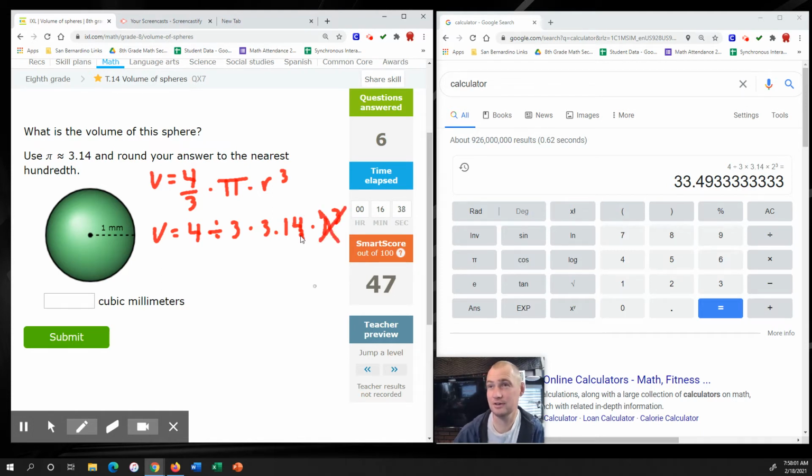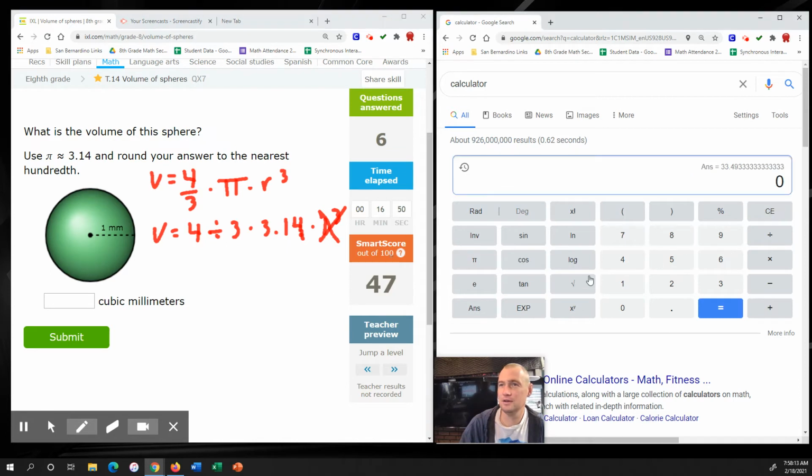You won't even need the radius on this one. Let's try it without it, see what happens. That only happens when it's a 1 because 1 times 1 is still 1 times another 1 is 1. But any number times 1 is still the same number. So, see, using a good old noggin right there. All right, here we go. Let's see what happens. 4 divide 3 times pi, 3.14. And no radius because the radius cancels out to 1.